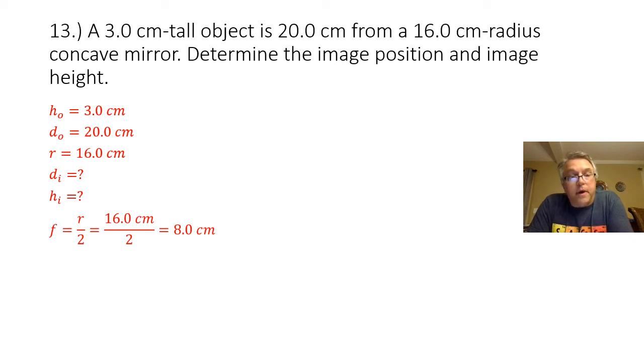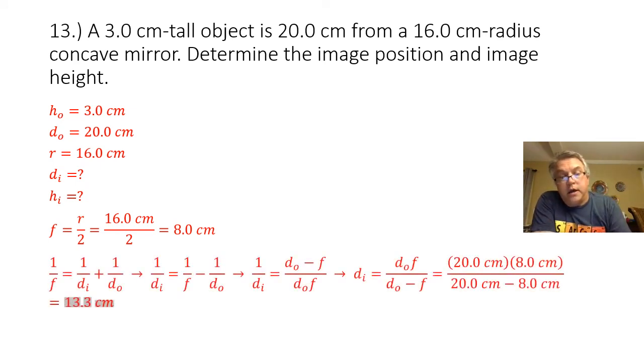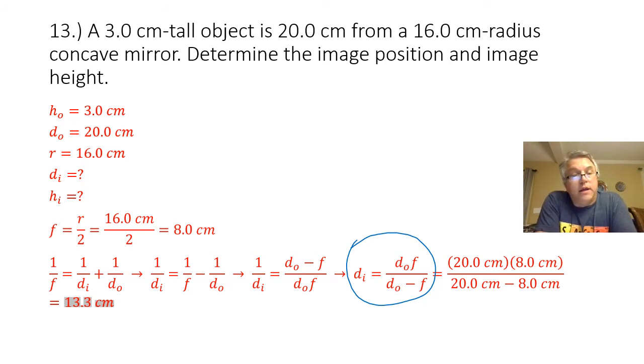Now that I know my focal length and I know my object distance, I can find the image distance, and I'm going to do this the same way I did in the previous problem. I'm going to start with my mirror equation, and I am going to rearrange it until I have successfully solved for the image distance. And again, that's the same exact procedure that we went through in the last problem. Now I can plug in my values for the object distance and the focal length. And when I do that out, I am going to have an image distance of 13.3 centimeters.